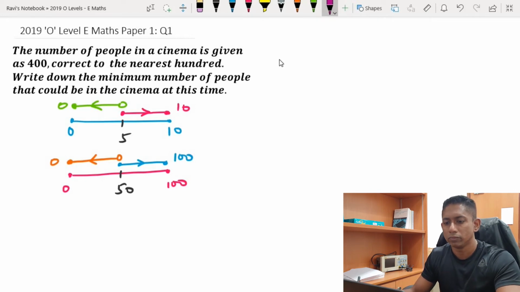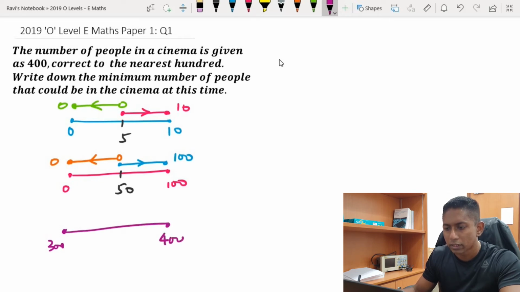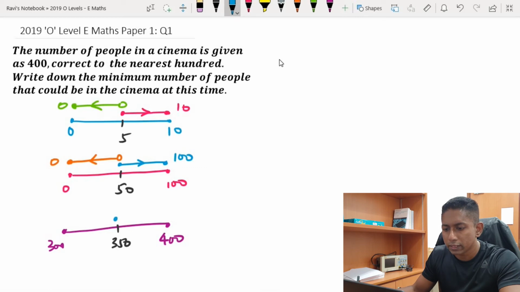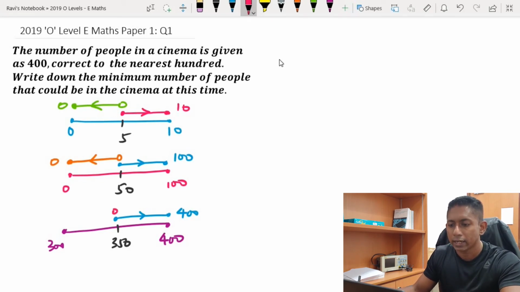So basically from 0 to 100, we're now going to bring it to the range of 300 to 400. So from 300 all the way to 400, we can say that the midpoint here is 350. So any number from 350 inclusive all the way to 400, we round it up to 400. Any number lesser than 350, right going down to 300, we round it down to 300.